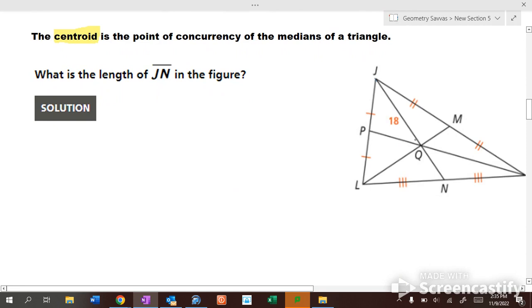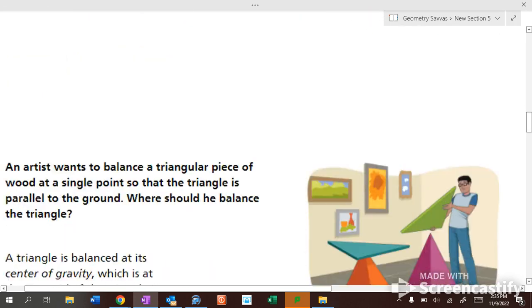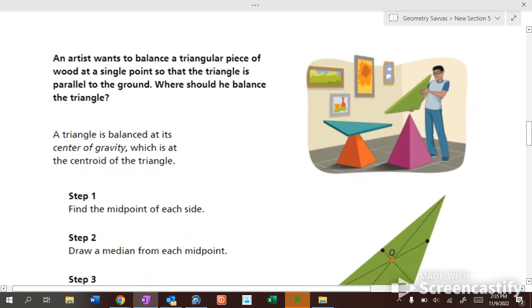Okay? So if this is 18 from J to Q, how long is Q to N? 9. How long is the whole thing JN? 27. If M is 6, how long is LQ? 12. If KQ is 24, how long is PQ? 12. Okay. All right.